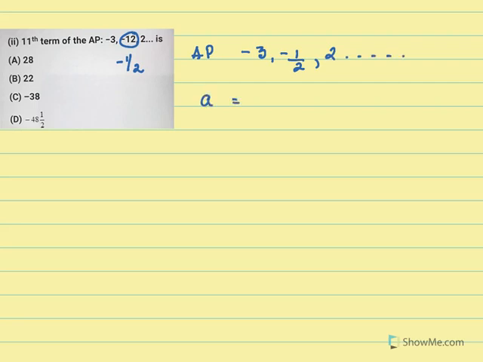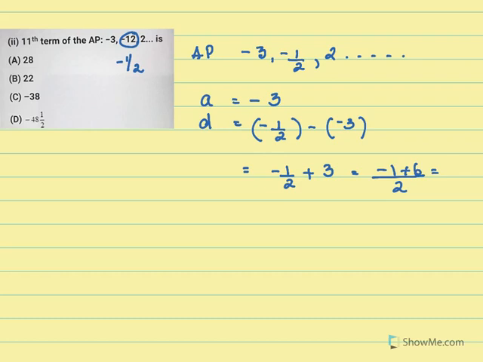So the first term we see is minus 3. To find the D, we need to find the difference. So we need to subtract two terms. So D would be minus 1 by 2 plus 3. And if you solve this, LCM will be 2, minus 1 plus 6, so it will be 5 by 2. So I write again here, the common difference is 5 by 2.